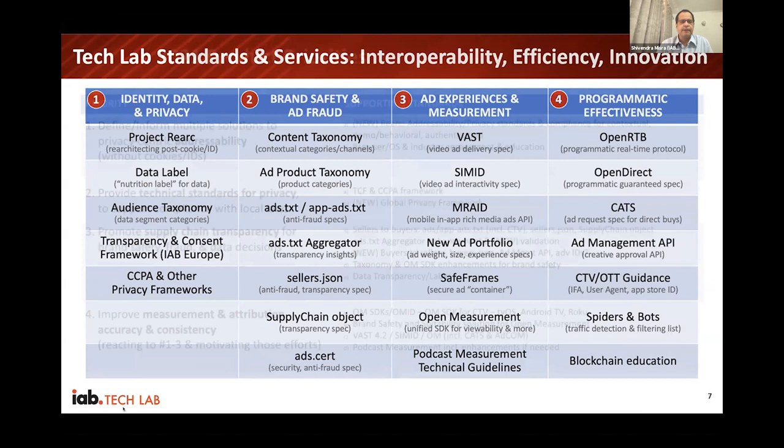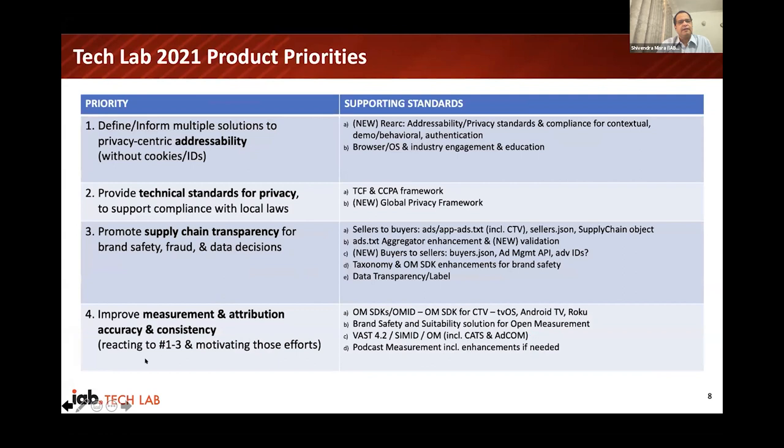the priorities for the next year. We are obviously working on addressability, which, as I said, is the focus of the industry at this point. The ReArch project is continuing, and we are closely following all the emerging approaches that are happening in the industry, and creating our guidelines that we believe the emerging solutions should follow. We are continuing our work on technical standards for privacy. We are building a new global privacy framework, which will be the backbone for all the privacy frameworks or laws that are getting enacted across the world.